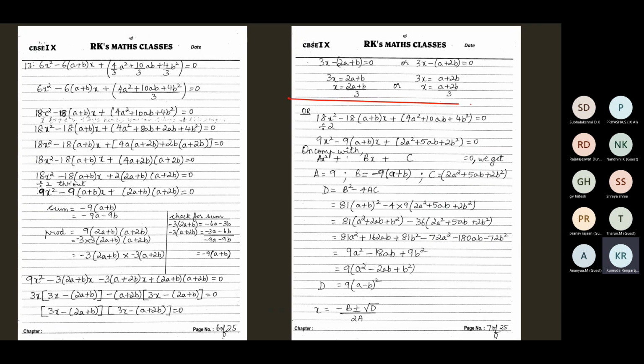The answer ends here. I've worked it in 2 ways. You can go through both the methods, children. The first method ends here. Please work that.